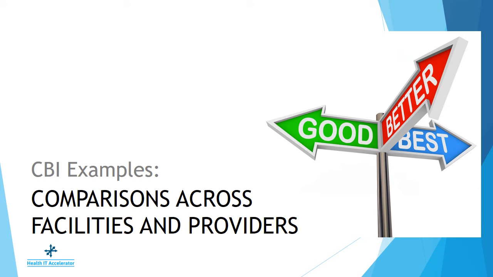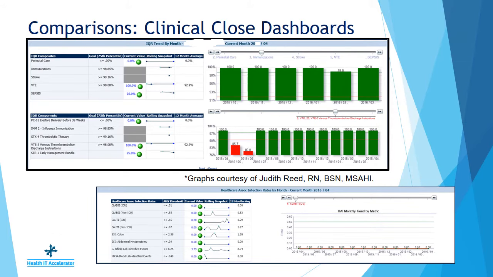So let's talk about comparisons across facilities and providers. So here's an example of some clinical closed dashboards, which are great examples of comparisons. You'll see that this is a trend of how a hospital is performing across the month. It shows data about multiple criteria such as performance against stroke measures, venous thromboembolism measures, which are blood clot prevention, sepsis, prenatal care, and things such as immunization rates and getting patients to the thrombolytic lab or the cardiovascular lab for interventions within 90 minutes. So it shows a lot of data on there.